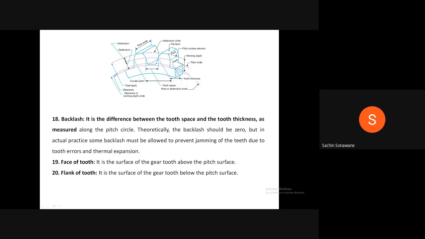Next is face of the tooth. It is the surface of the gear tooth above the pitch surface. See that this is the face of the tooth. Similarly, flank of tooth. It is the surface of the gear tooth below the pitch surface.